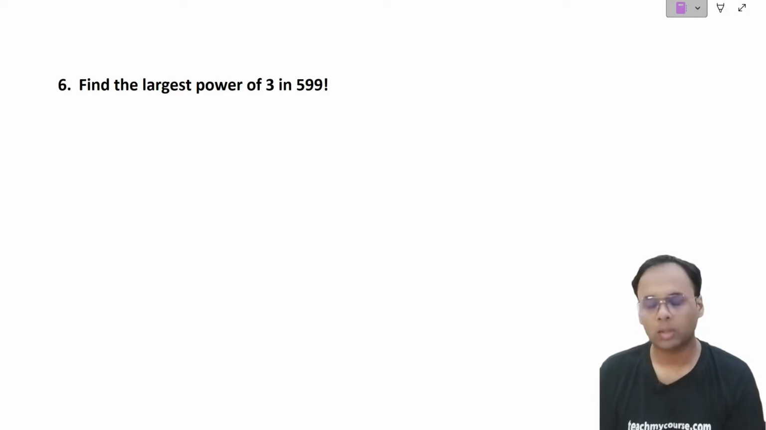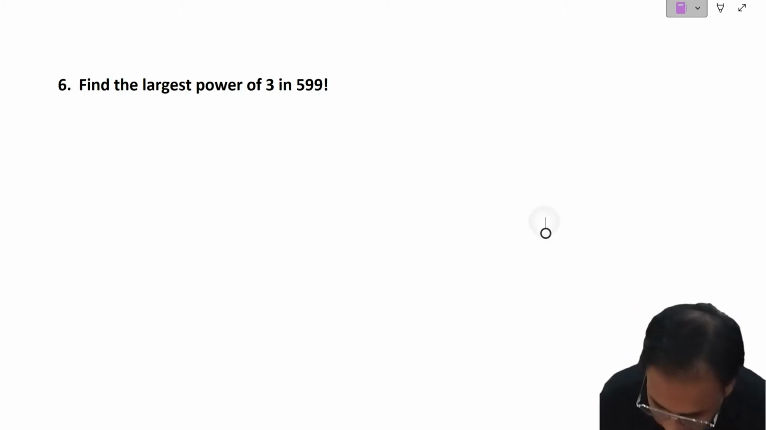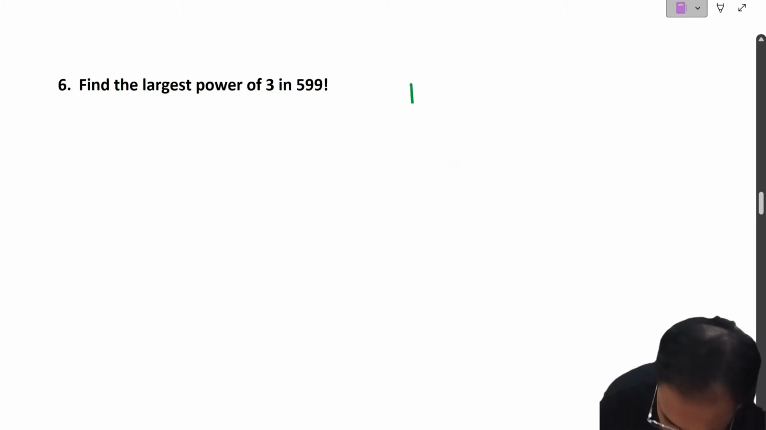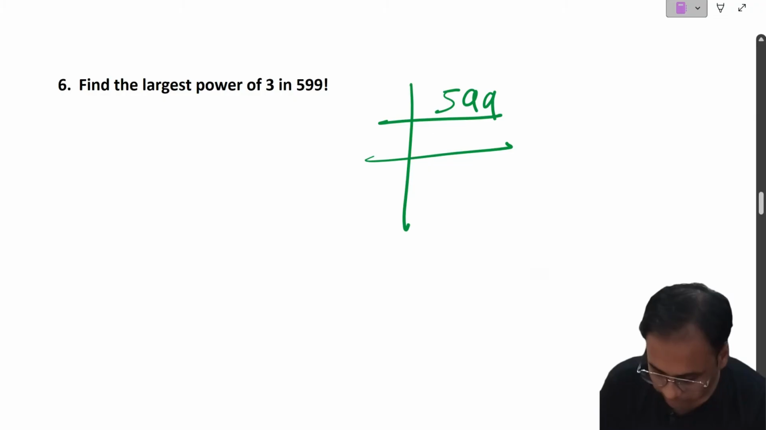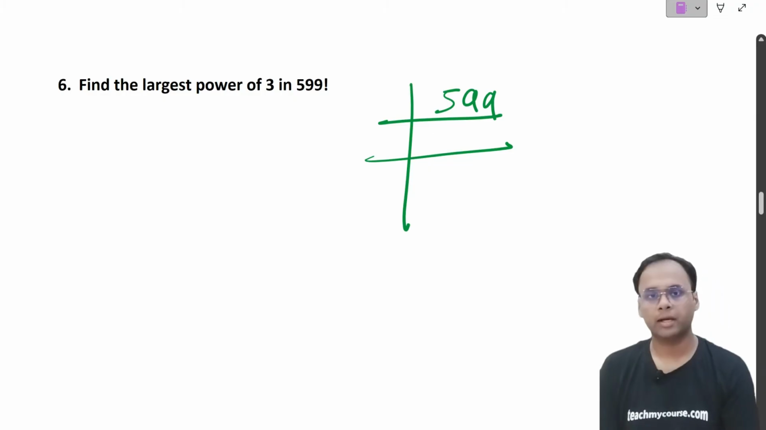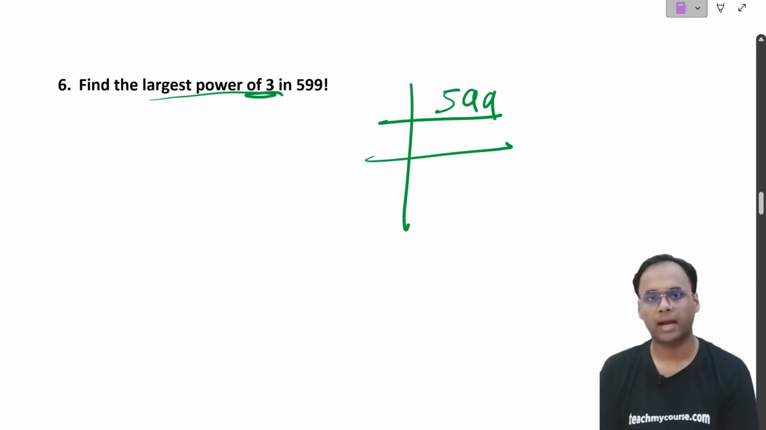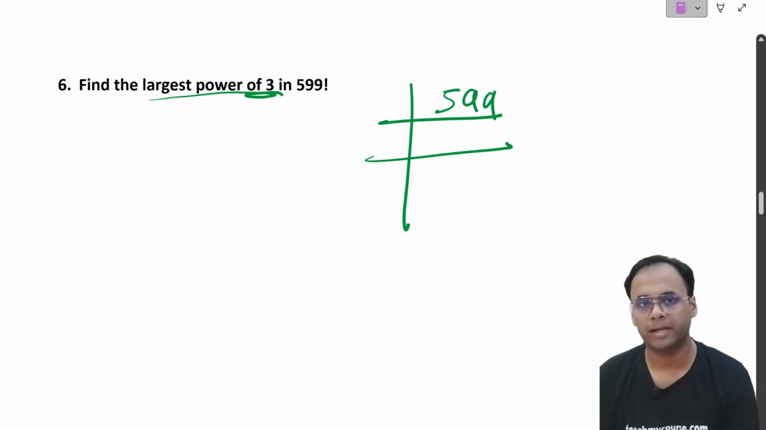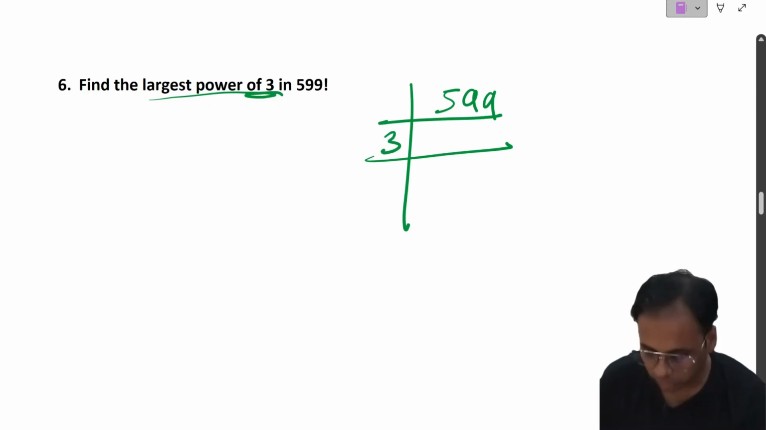Whenever you are asked to compute the largest power of any number in any factorial, how do you go about it? Let us see. The number is 599. Now you will keep on dividing it by 3. Whatever the largest power you have to find in that factorial, you have to divide it continuously by that number, and then you have to add up all the quotients. If we divide it by 3, what is the quotient here?